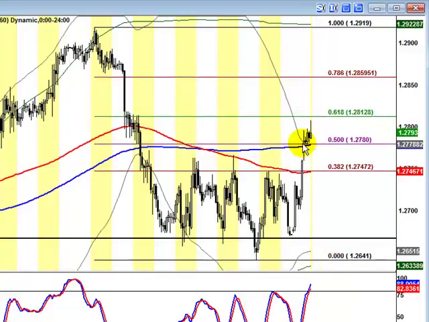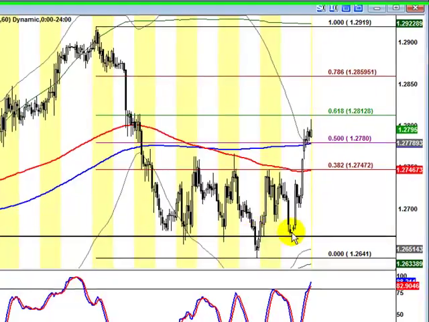We've broken through the 50% fib, which is also more or less the top of this range. We've also broken through the moving averages, and there's the resistance levels above us: 61.8% at 1.2813, and then we've got 1.2860, which is the 78.6%. So we've got a bunch of resistance levels above us.